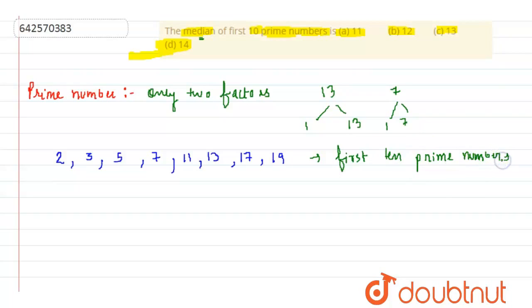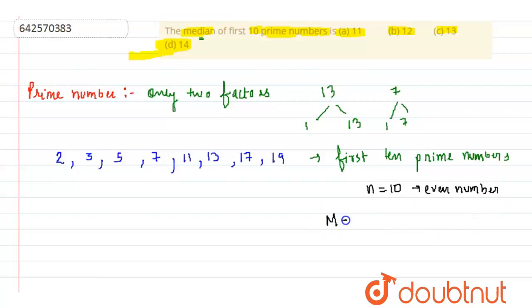Now we have to find out the median of the 10 prime numbers. The value of n is equal to 10, because this is an even count of prime numbers. So the total number is 10, so here n is equal to 10, and this is an even number. Whenever we have an even number, we have to find the median in a particular way.